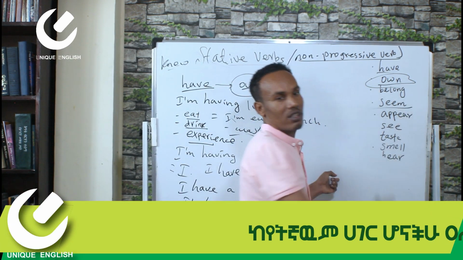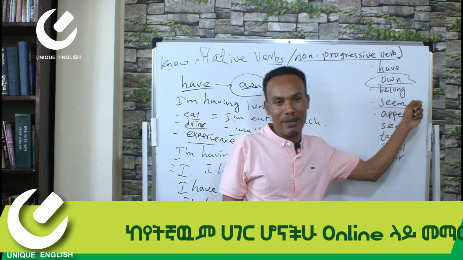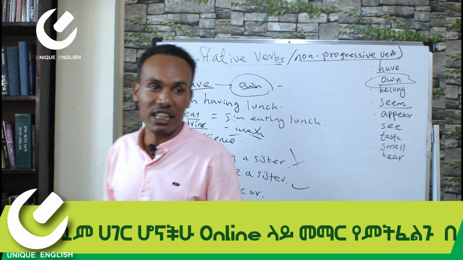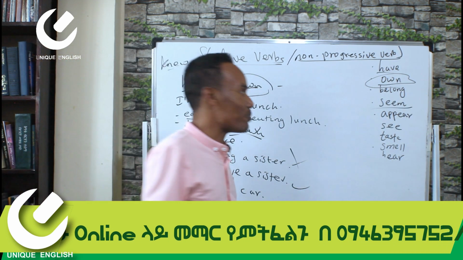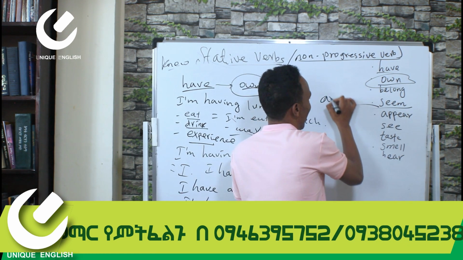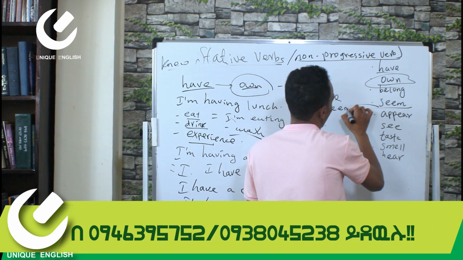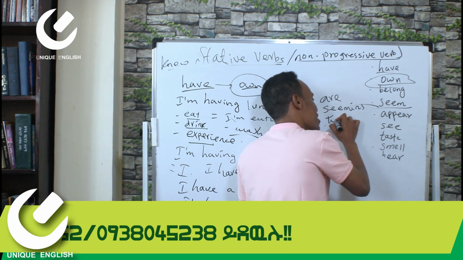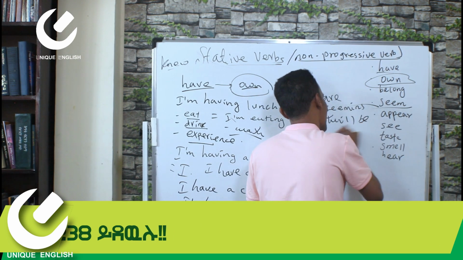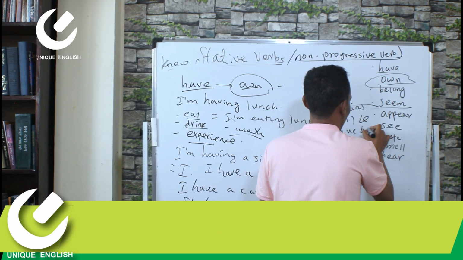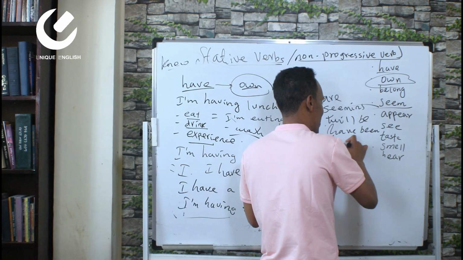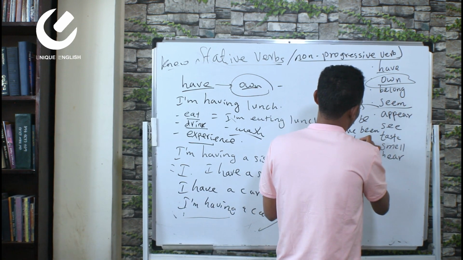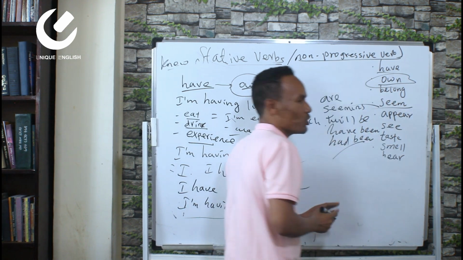Say seem. You seem happy. You seem happy. You cannot say you are seeming happy. Here, are seeming is not possible. Will be seeming is not possible. Have been seeming is not possible. Had been seeming is not possible. You seem happy.